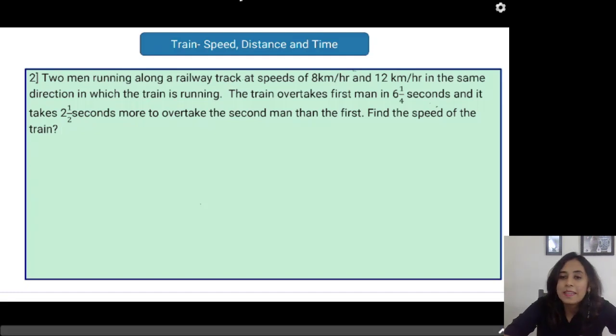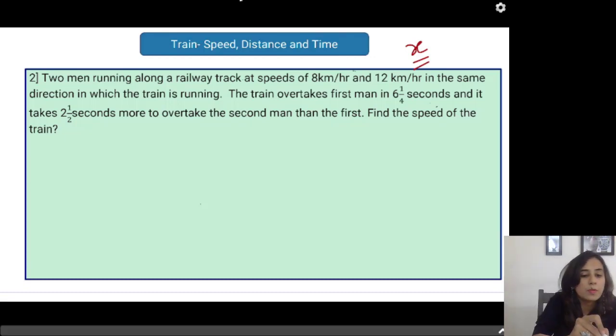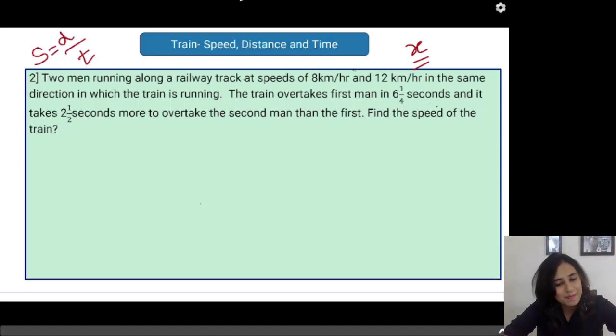So guys, this is again an easy one. This deals with the concept of relative speed. Assume that the speed of the train is X. Find the relative speed and find the distance covered by the train. Here the distance covered is going to be constant and you have to find the speed of the train. So use the formula speed equals distance upon time. Alright guys, your time starts now.